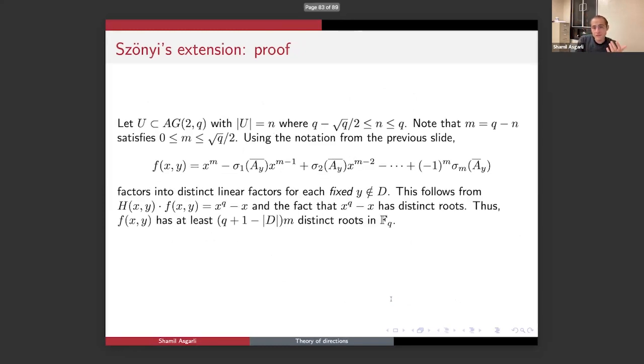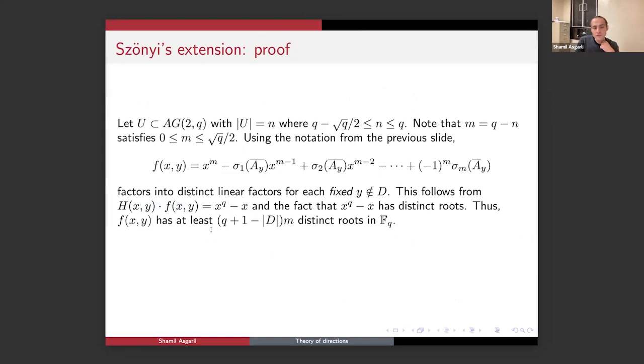And using the notation from the previous slide, we know that this factors into distinct linear factors for each fixed y. This follows from the fact that this identity holds, and for each y not in D, x to the q minus x has distinct roots. So of course, this must also have distinct roots. It's a factor of something that has distinct roots.